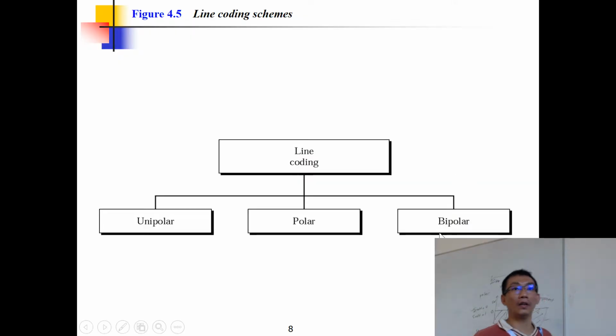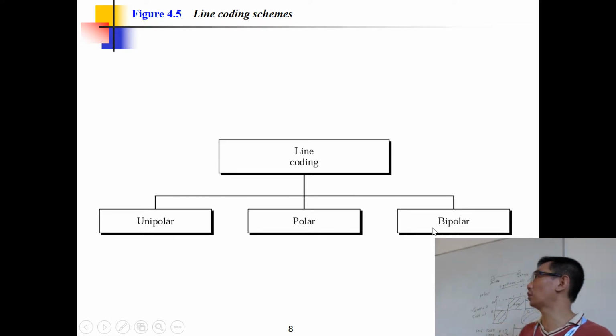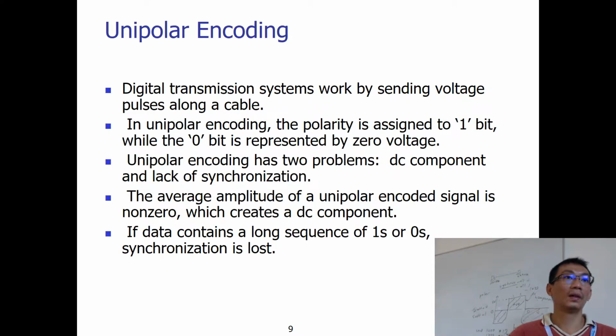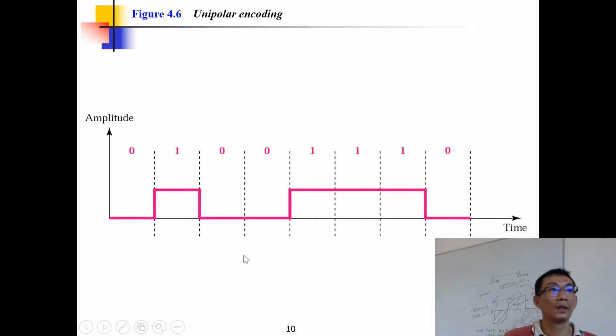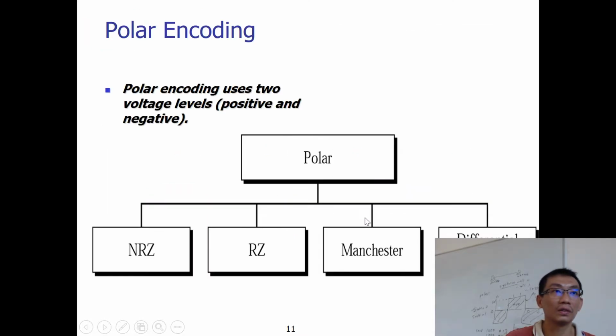So you have bipolar, which means you use 3 symbols: positive, negative, and 0. Okay. So in unipolar, you have 2 problems: DC component and lack of synchronization. If the data contains a long sequence of 1s or 0s, synchronization is lost. Alright. Example like this. You have a DC component. If this part is very long, the synchronization will be lost.